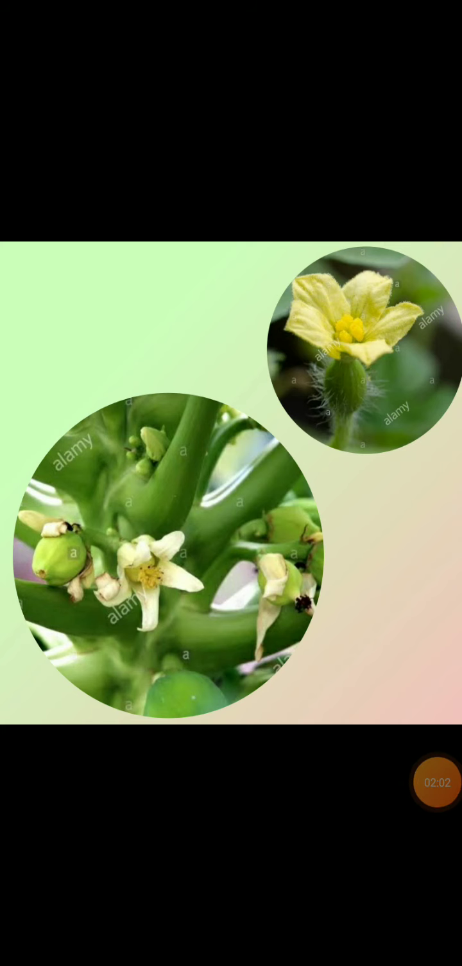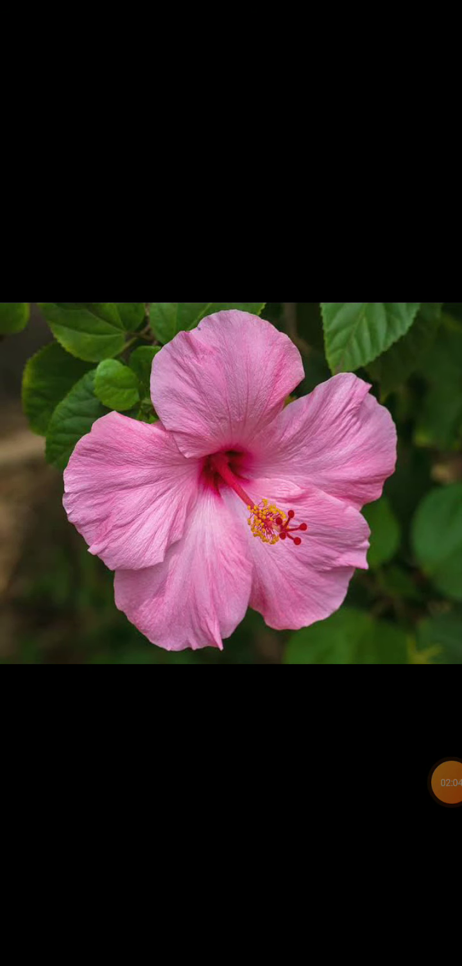Then we have second type of flower, that is bisexual flower. Here, what does it mean? Bi means two, which means the flowers which have both male and female reproductive parts are called bisexual flowers. Male and female both reproductive parts, which means stamen and pistil.